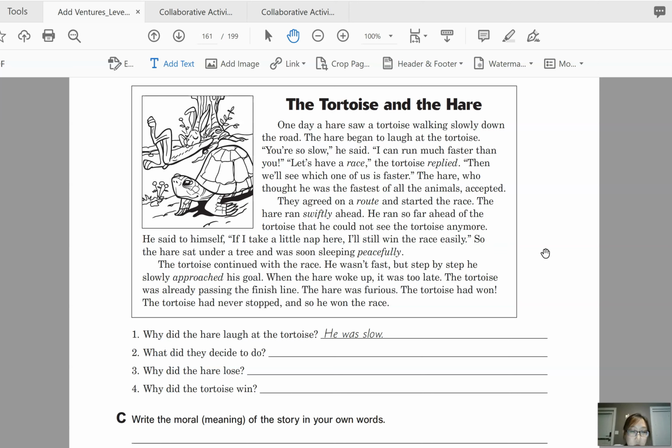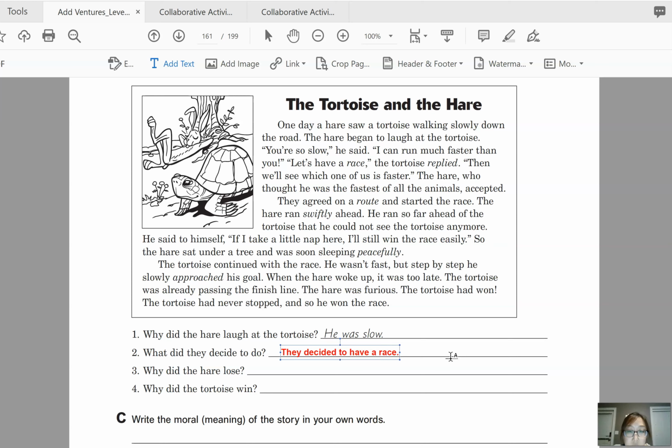Okay, so number 1. Why did the hare laugh at the tortoise? Okay, so of course you can see here he was slow. And if you want, you can write a complete sentence using because, since we have the question word why. So you can say, the hare laughed at the tortoise because he was slow. Okay, and then number 2, what did they decide to do? So let's see, you can say, they decided to have a race.